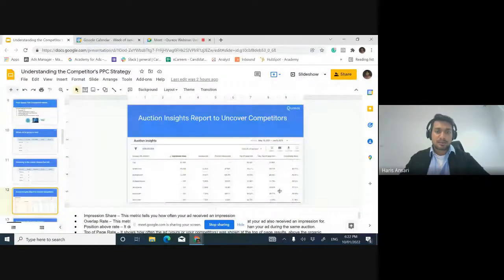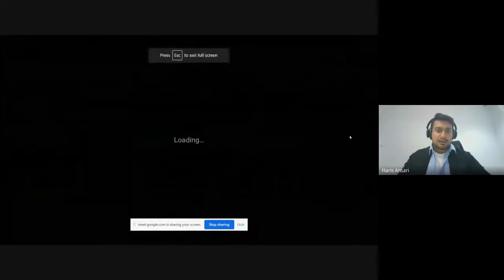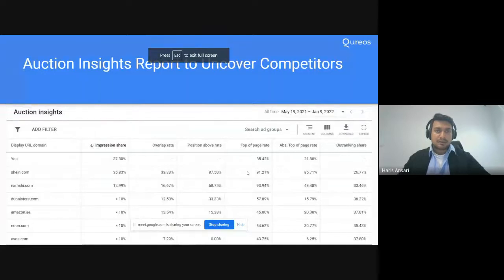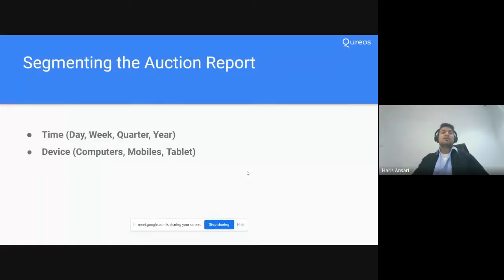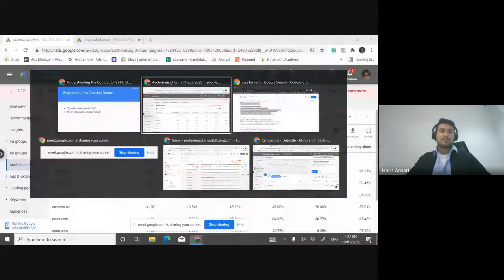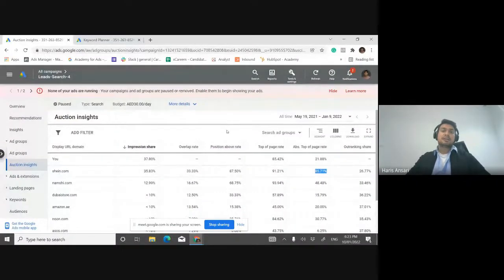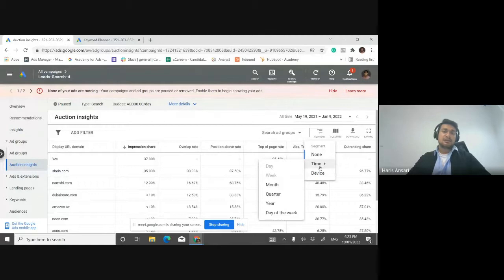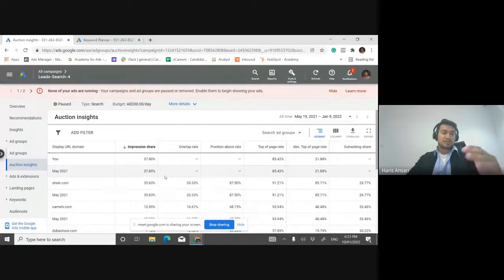Let me get back to my slide. So this is what we have covered. Then we can also segment the auction report. This data can be segmented on the basis of time. This will tell you on a monthly basis how your competitor and you were performing. If you select segments by month, it will show you results by month.